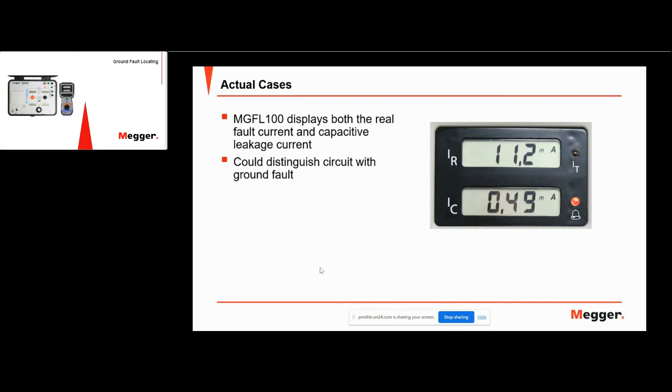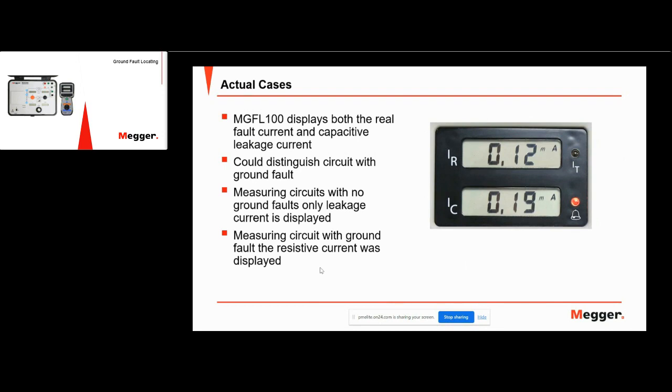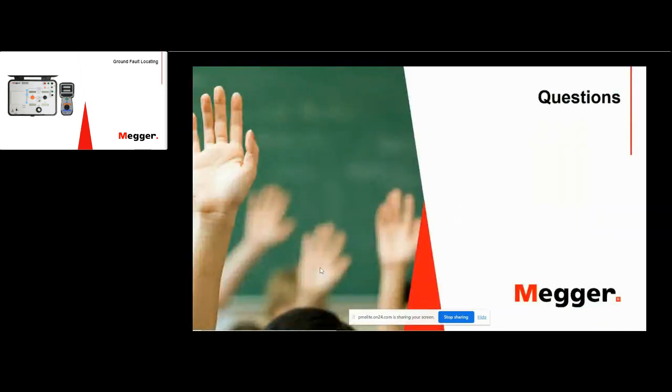And we could do that without disconnecting the ground fault monitor in this case. I mean, it's easier if you can disconnect it, but if you can't, this method allows you to actually still be able to locate the fault. Okay, so it was really quite simple, because when we measured the circuit with the fault, we saw it, and as soon as you just went to any other circuit that just had leakage, there was no value there on the real active current. So it's a very easy way to do this. So with that, I am going to open up the floor to questions.